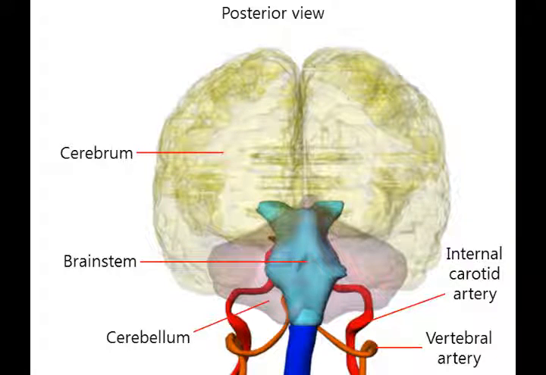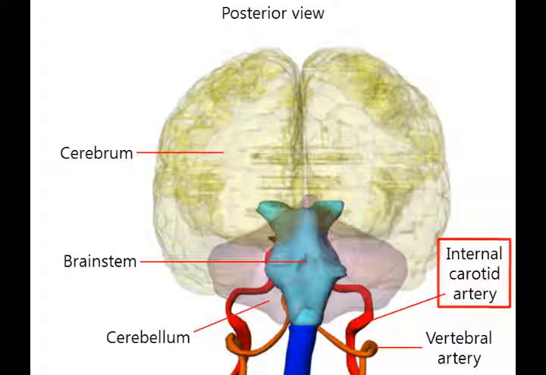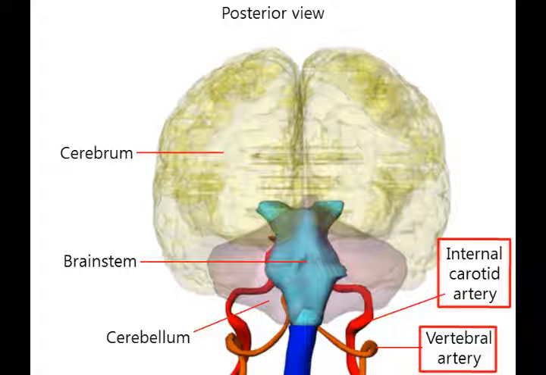When a branch of the internal carotid artery or vertebral artery bursts, oxygen cannot be provided and parts of the brain die. This is called a stroke, and lots of people pass away because of this.